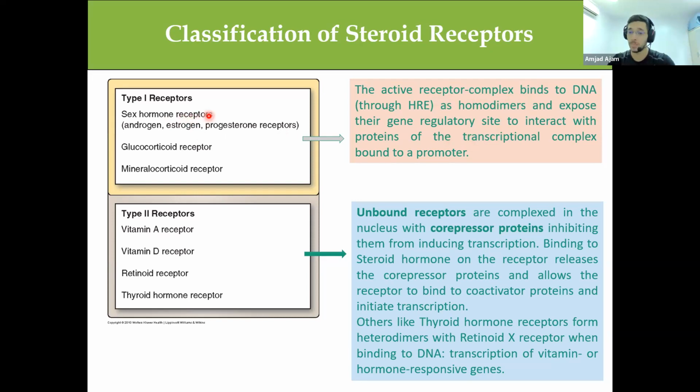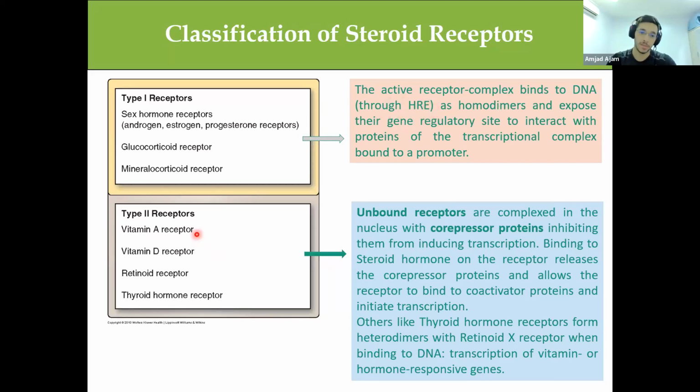So remember, it's cytoplasmic. So the hormone will bind to the receptor in the cytoplasm, and then there is translocation. Translocation to where? To the nucleus. Why? Because we need to bind to the DNA on the hormone response element.